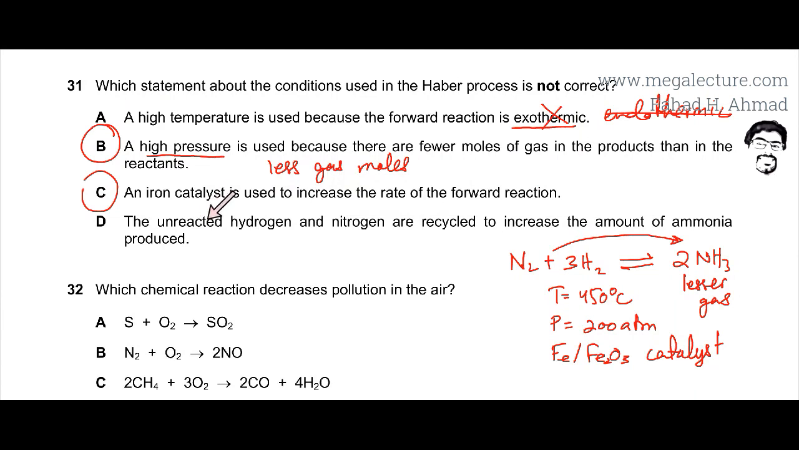The last one is that the unreacted hydrogen and nitrogen are recycled to increase the amount of ammonia. Remember, not a lot of ammonia is produced. I think the yield is probably 15%. So only about 15% ammonia is produced. The rest of the reactants, the unused reactants, are reused or recycled. So this statement is also correct. So what we did not look at in the first statement correctly is that we're looking for the not correct statement. So option A is your not correct statement. So your correct answer is going to be A.